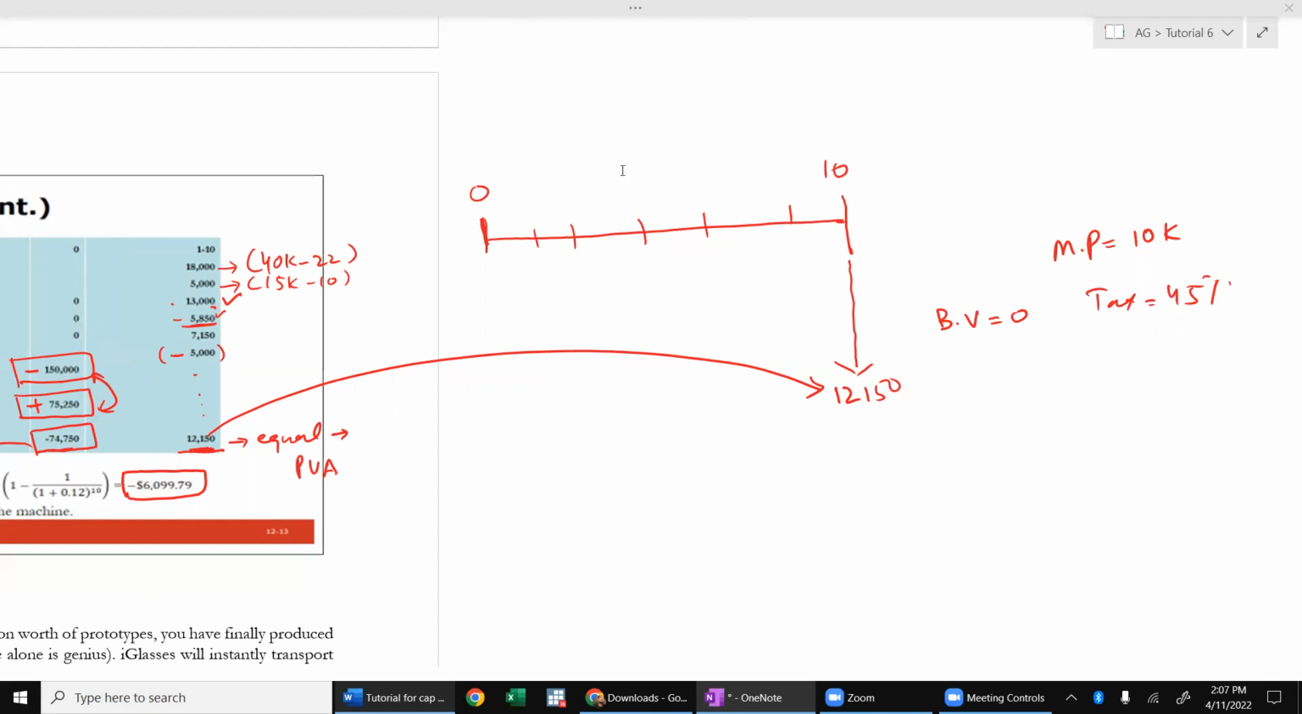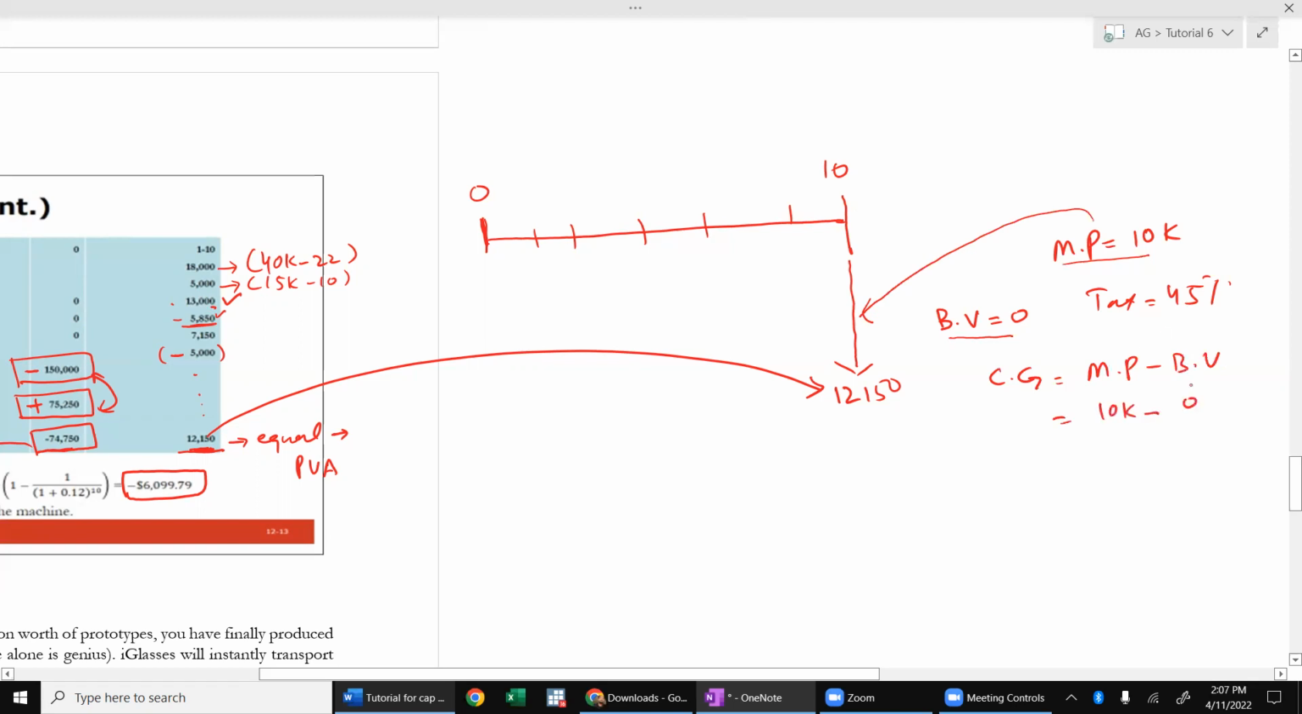It means that once the project machine's life is over, its book value will be equal to 0, but the market price is 10,000. If we sell this machine at 10,000, of course, it will be an inflow at the end of year 10. So we need to adjust it. We will calculate capital gain is equal to market price minus book value, which is 10,000 minus 0. So the answer will be equal to 10,000. This is capital gain.